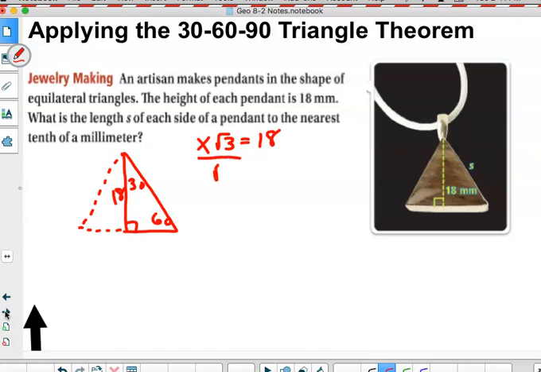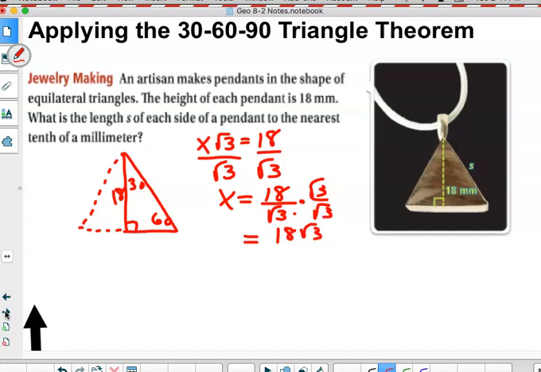So I'm just going to divide by the square root of 3. And remember, x is equal to 18 over the square root of 3. And remember, we've got to make it all pretty. It becomes 18 square root of 3 all over 3, so it becomes 6 square root of 3. So now I know my short leg is 6 square root of 3, and my hypotenuse is twice that, which is 12 square root of 3.